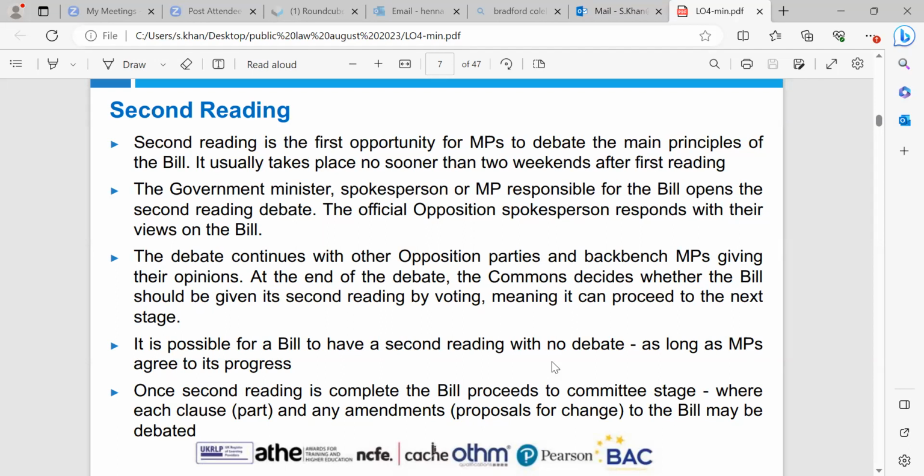It is possible for the bill to have a second reading with no debate as long as MPs agree to its progress. Once second reading is complete, the bill proceeds to the committee stage, where each clause, each part of the bill, and any amendments to the bill may be debated.